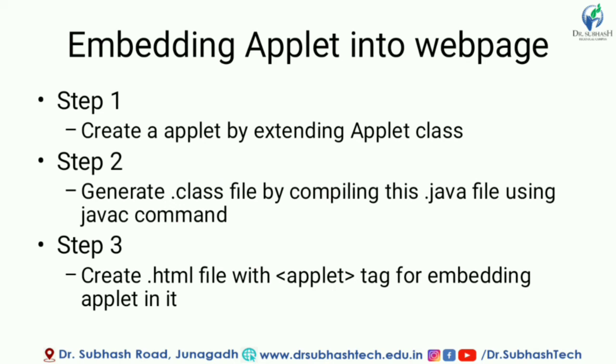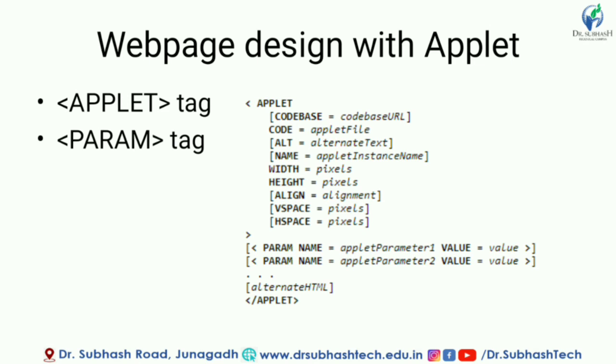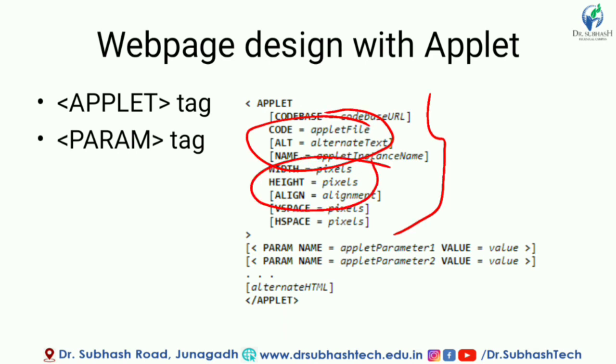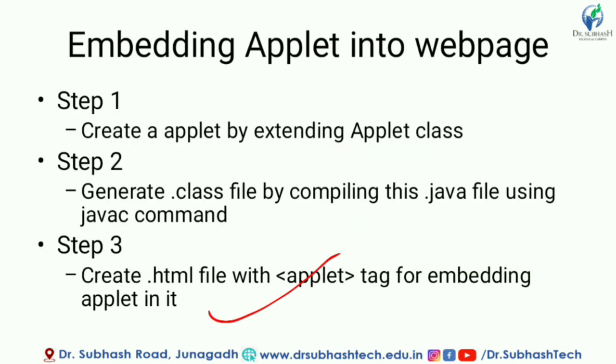So this was the second step, and the third step is to create the HTML file with the applet tag, in which we will implement the applet tag which we have seen in the previous slide. We have to mention all these attributes. Here we will give the applet file, which we have converted from Java to class file, and then we will set the height and width, so we can have the applet on the web page. So by using the applet tag, we can set the applet into the web page.